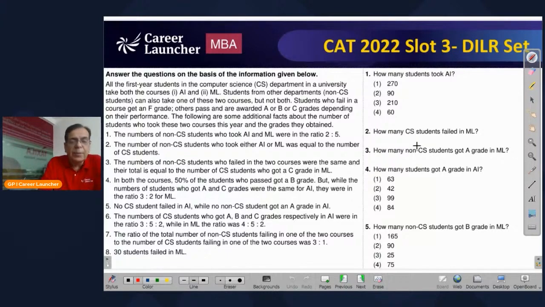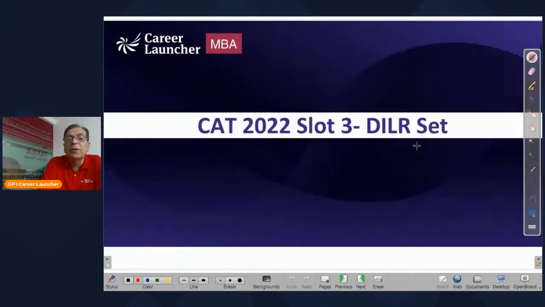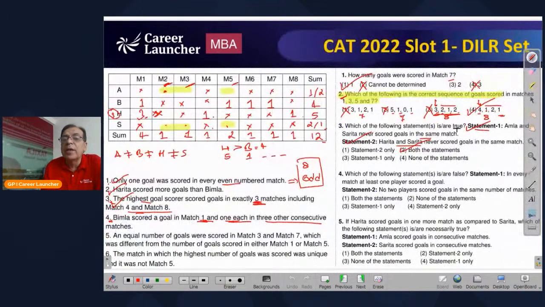Harshal says, how is statement 1? Harshal, I thought I explained, but let me quickly go back. Harshal, what is statement 1 saying? Amla and Sarita never scored in the same match. I'll just take another color pen just to make sure there is no confusion. Amla and Sarita. Now, between them, there have to be 3 goals.